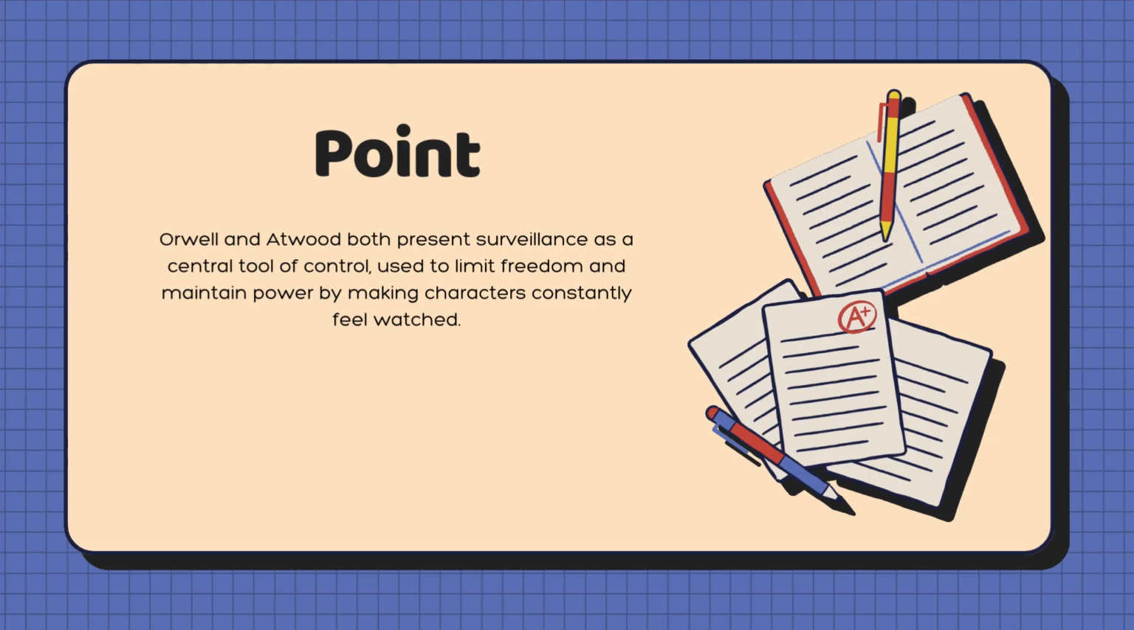You can see on the screen now my example of my point sentence. I have written, "Orwell and Atwood both present surveillance as a central tool of control used to limit freedom and maintain power by making characters constantly feel watched." In this sentence, I tell the reader the aspect of control being explored. I'm talking about surveillance. I talk about both texts being compared, and that this paragraph will focus on how surveillance limits freedom and enforces control.